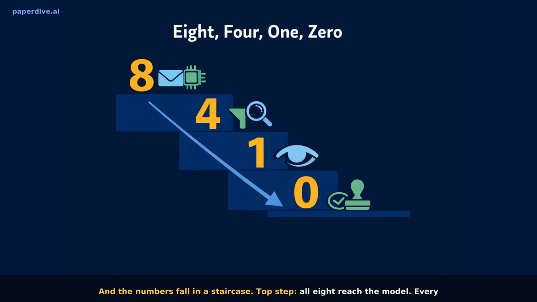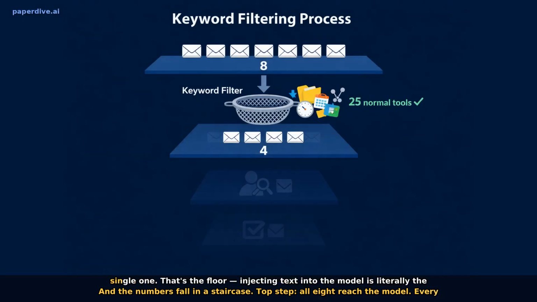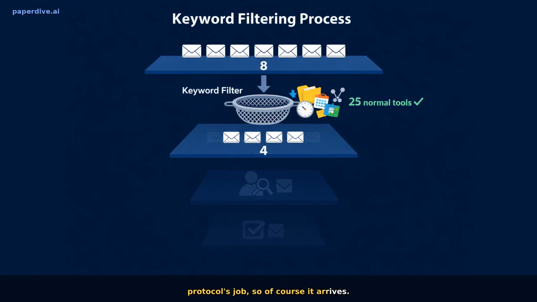Top step, all 8 reach the model. Every single one. That's the floor. Injecting text into the model is literally the protocol's job, so of course it arrives. Next checkpoint, the keyword filter. 4 of the 8 get through.